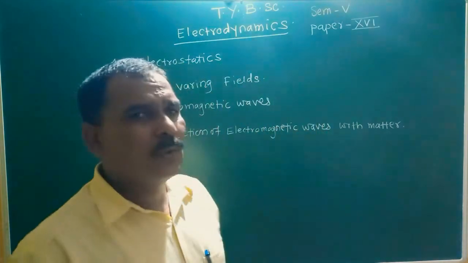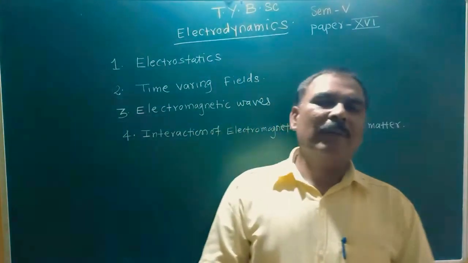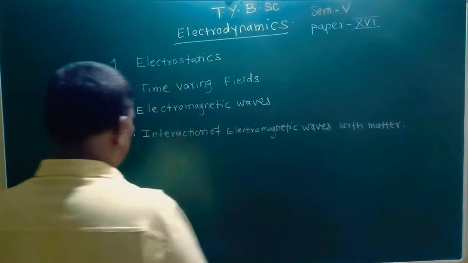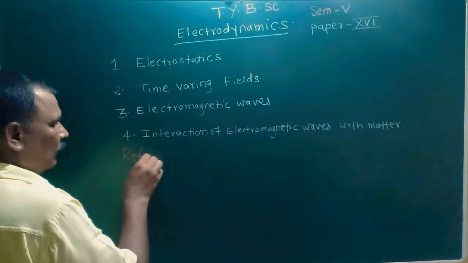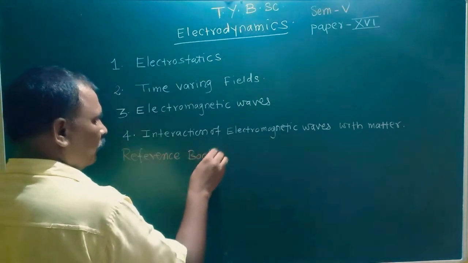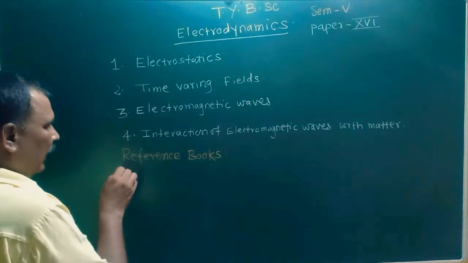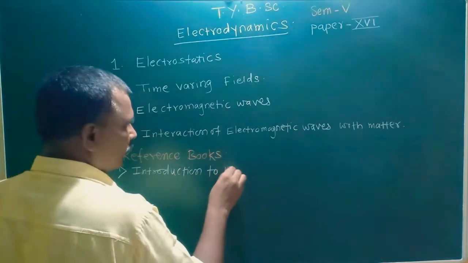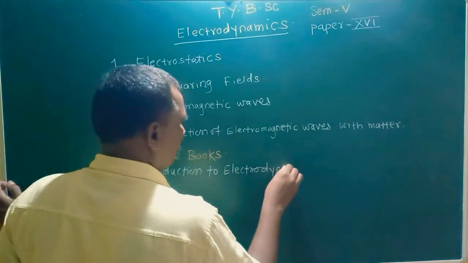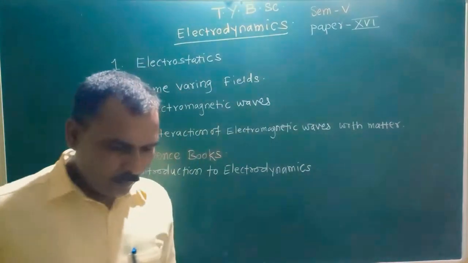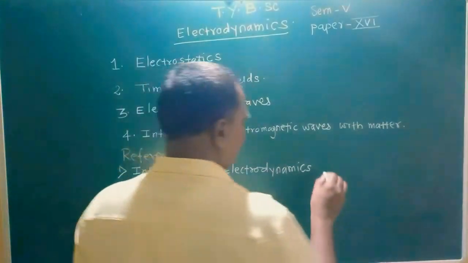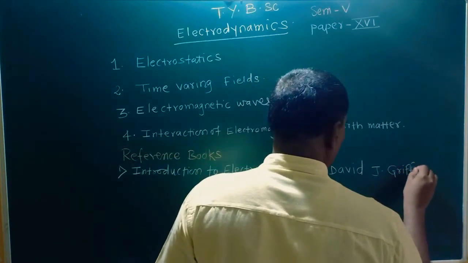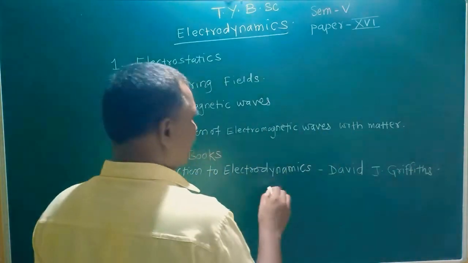Now, for this course, what are the different books we have to use? The university has given some reference books. In that, 5-6 books have been given, and 3 books are very important. The first important book is Introduction to Electrodynamics. The name of the author is David Griffiths. The third edition is generally what we have referred to here.